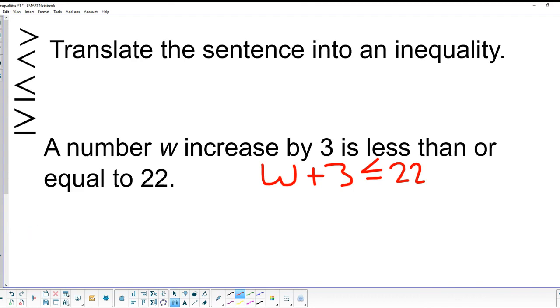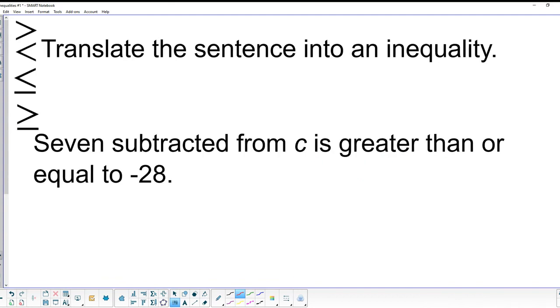That's not too bad. How about this one? 7 subtracted from c is greater than or equal to -28. So in this case, 7 is being subtracted from c. We got to watch the wording close. Is greater than or equal to -28.